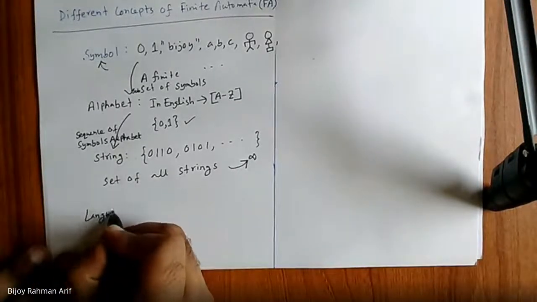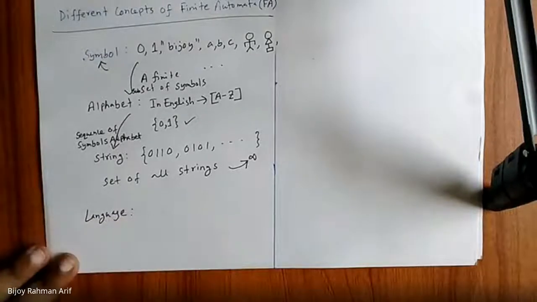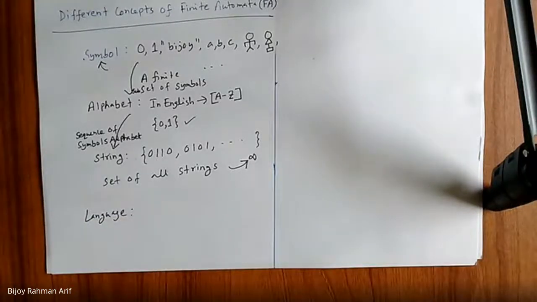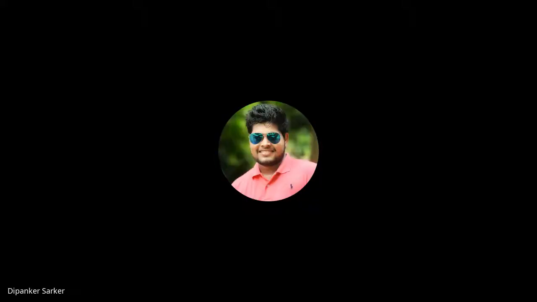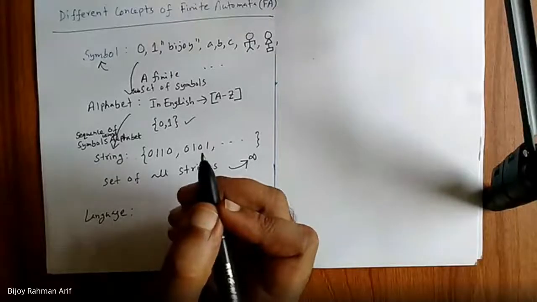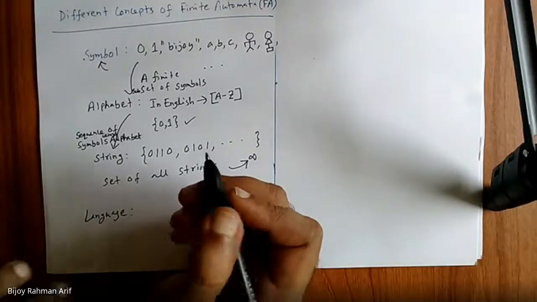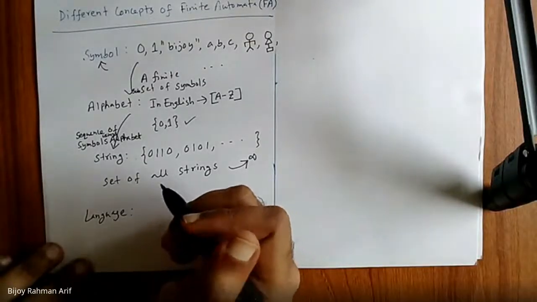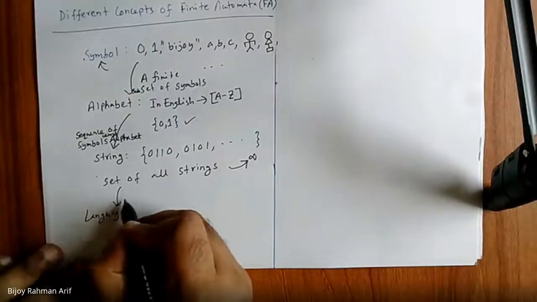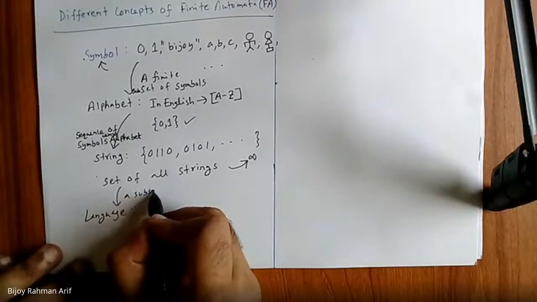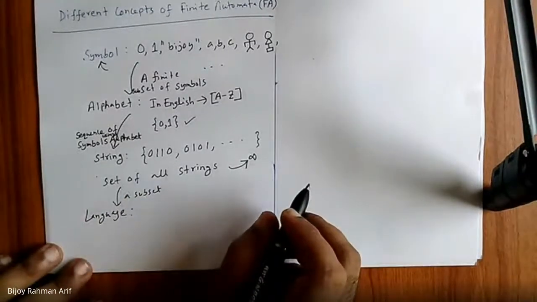Then, what is language? A set of strings. Collection of strings, right? Collection of the strings, fine. So, a subset of all the possible strings. Am I right?